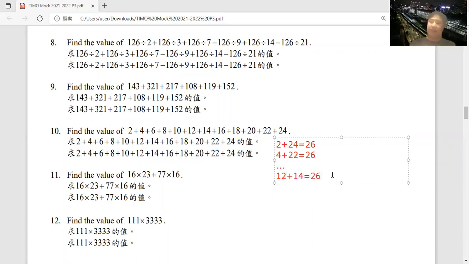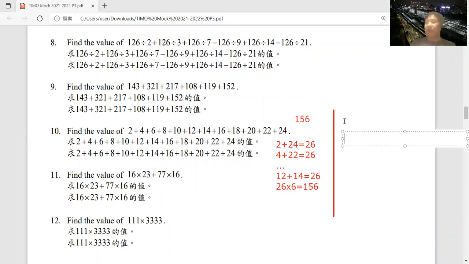So how many 26s are there? There are 6 26s. Okay, so this is 26 times 6, which is 156. Yeah, most of you are correct. This is the first method. The second method, you can use the formula directly. For this kind of sum, because the differences are the same, you can use the formula something like this one. What is it?